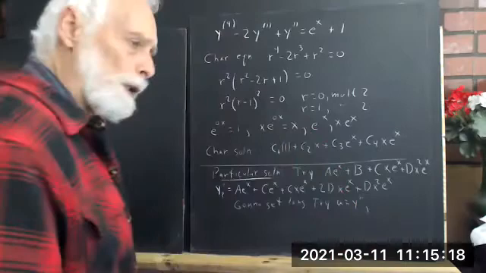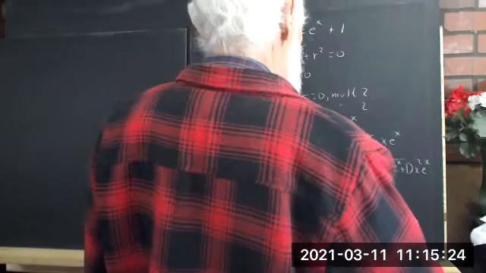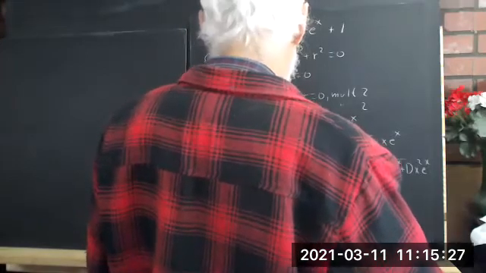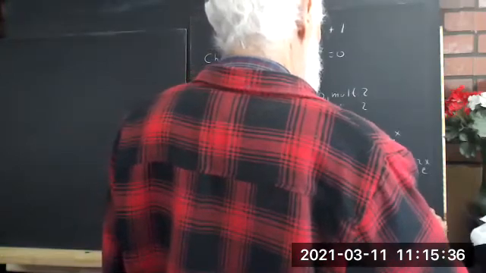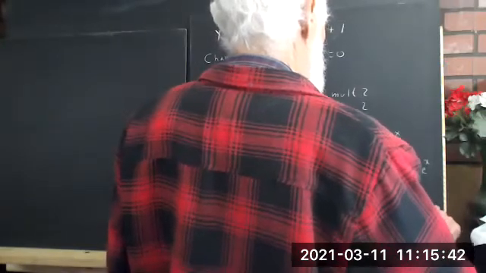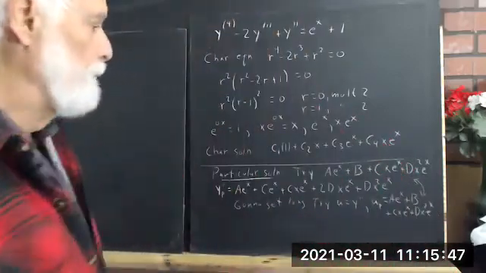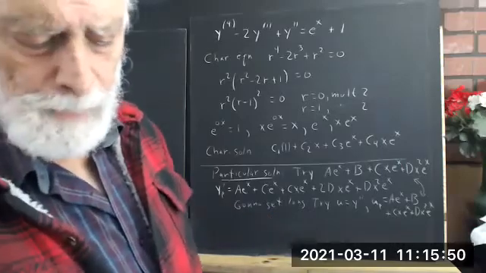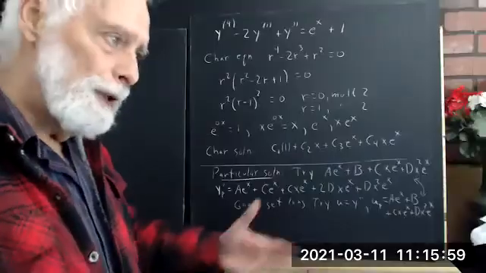Try u equal y double prime, and u particular equals a e to the x plus b plus cx e to the x plus dx squared e to the x. In other words, the same thing that we had up here. And see how that works out. Make sense? I think so. Yeah, give that a try, and we'll revisit it next time.